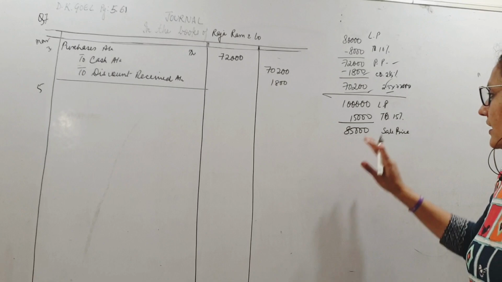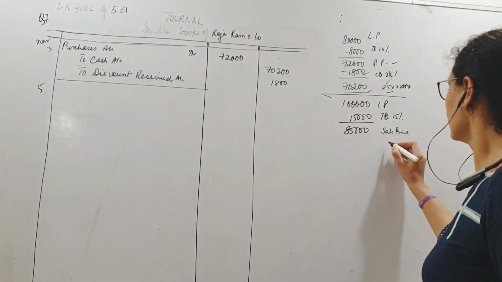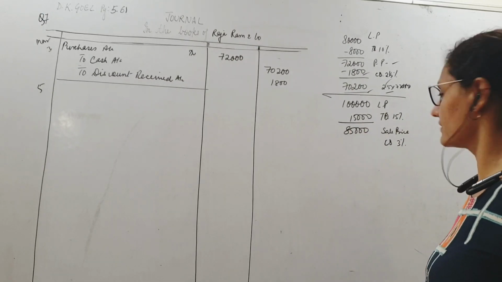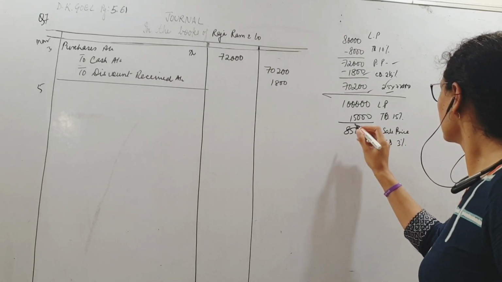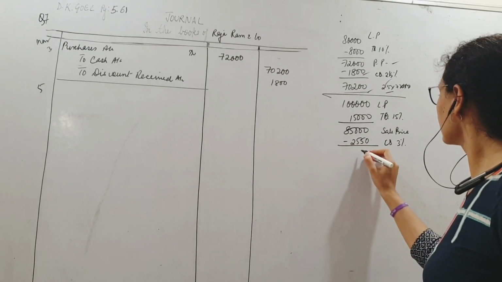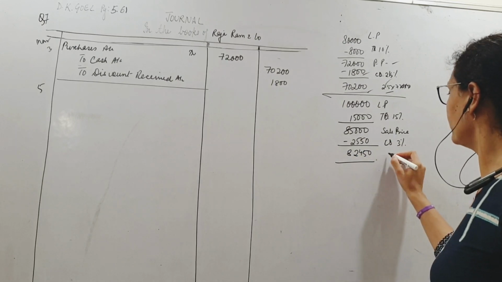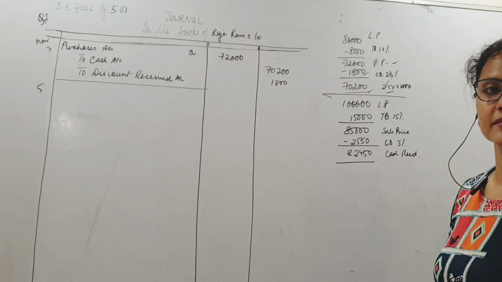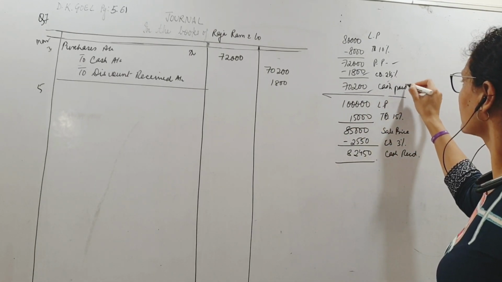But this is not a credit transaction. We have also allowed 3% cash discount. 3% of this is the cash discount, right? So it comes to 2,550. We subtract this, 82,450. This is the cash receipt. Here we had got this as cash paid.